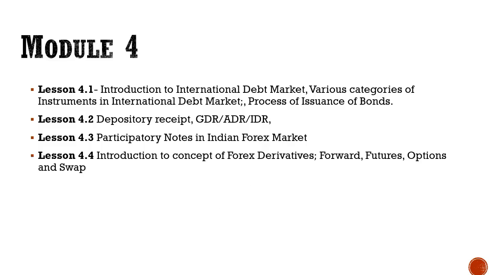Now the fourth module consists of 4 topics. There are 4 lessons in module 4. Number 1 will have your international debt market, various instruments in international debt market, and the process of issuance of bonds. The second topic consists of depository receipts and the various types of depository receipts, that is the GDR, ADR and IDR. The third topic includes participatory notes in the Indian Forex market. And the last topic includes your introduction to the concept of Forex derivative, forward, futures, options and swap.